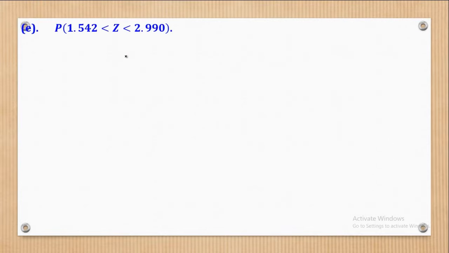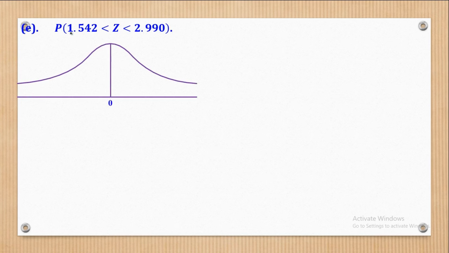So now we shall go to part E, the probability of z greater than 1.542 but less than 2.990. So now that they want to shade the values of z ranging from 1.542 up to 2.990, the sketch first of all is a standard normal curve, which is always the same with mean at the center. Then after that we shall look at these values. Both of them are positive, meaning they will both be this side. But if you look at them, this one is smaller than this, meaning that 1.542 will be closer to 0, so let's put it there. And then this will be further from 0, so we shall put it there.